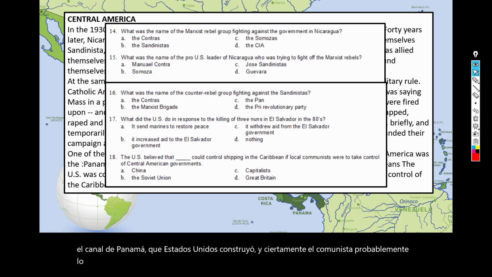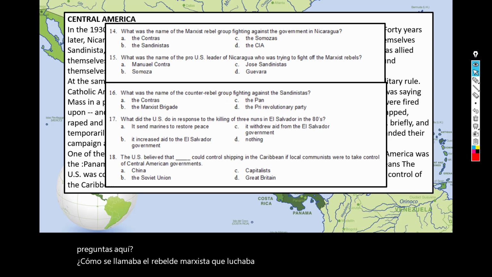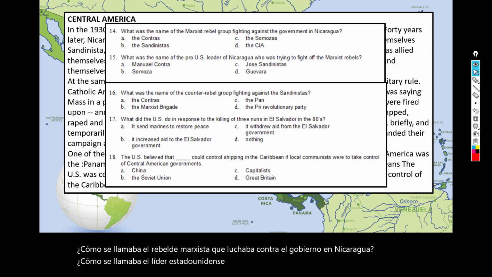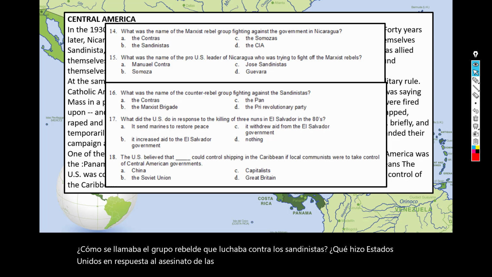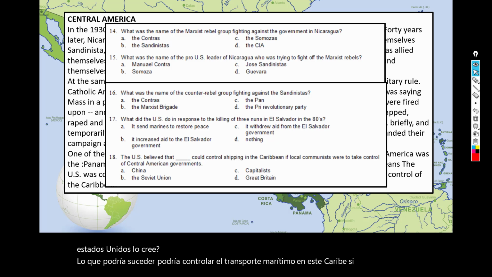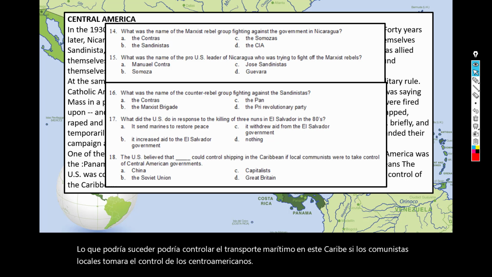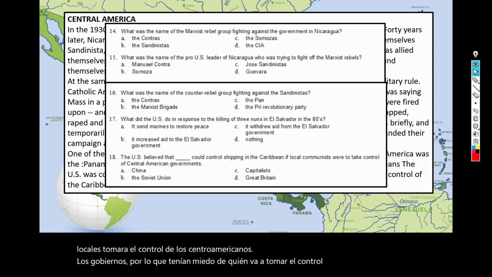So what are the questions here? What was the name of the Marxist rebel fighting against the government in Nicaragua? What was the name of the U.S. leader in Nicaragua who was trying to fight off the Marxist rebels? What was the name of the counter-rebel group fighting against the Sandinistas? What did the U.S. do in response to the killing of the three nuns in El Salvador in the 1980s? And the U.S. believed that what could control shipping in the Caribbean if local communists were to take control of the Central American governments? So they were afraid who was going to take control of the canal, is what they're asking in question 18.